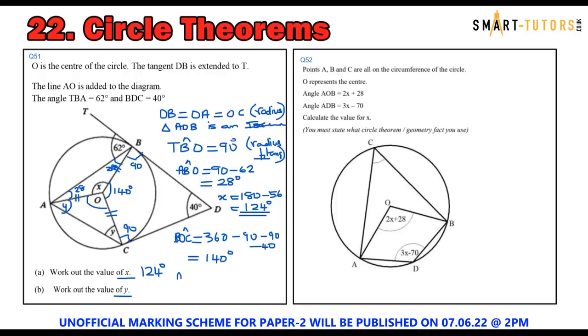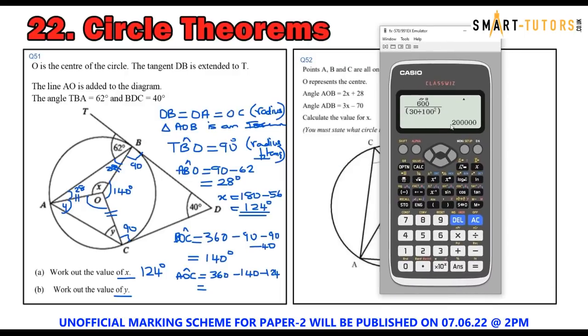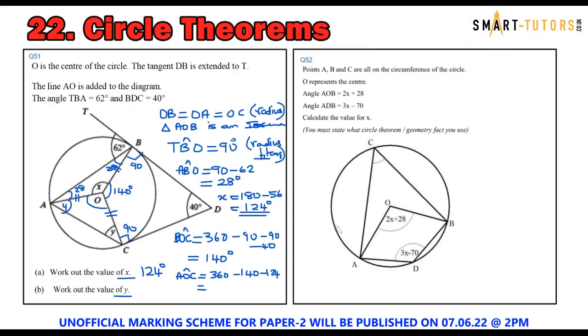Now we can find out AOC. AOC, angles around the point is 360. So 360 minus 140 and minus 124. Right, and I need to find out the AOC. This time I'm just using the calculator. So 360 minus 140 and minus 124. I don't have enough space to write the reasoning out, so just make sure you have written down all the reasoning. All you want to write is angles around the point is 360. So 96 degrees. I'm going to mark here, this is 96 degrees.